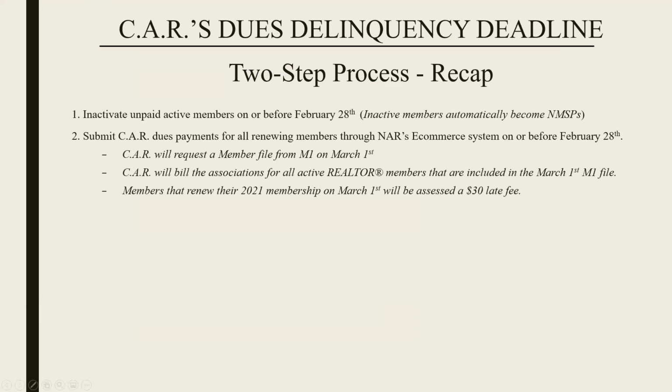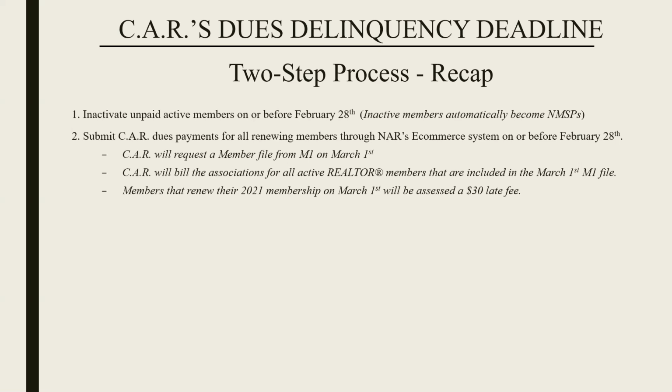All right, so just to make sure that we all know we should be focused on this week and next week, let's recap the two-step process that we just went over. So number one, if you haven't started already, you want to start inactivating unpaid active members before February 28th. Number two, you want to submit C.A.R. dues payments for all renewing members through NAR's e-commerce system on or before February 28th.